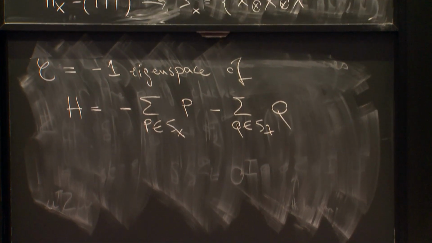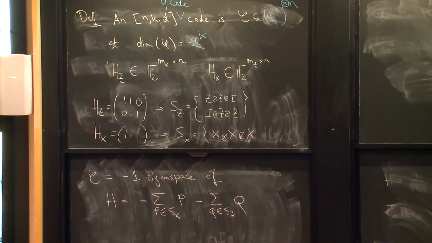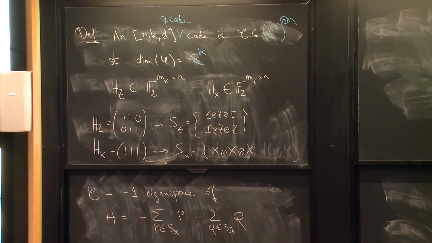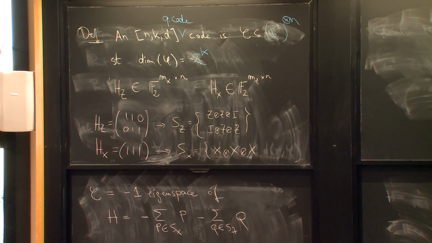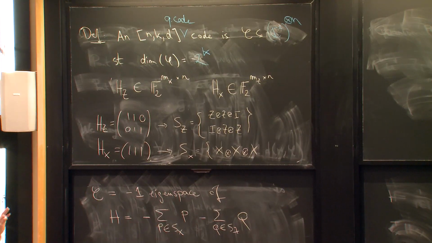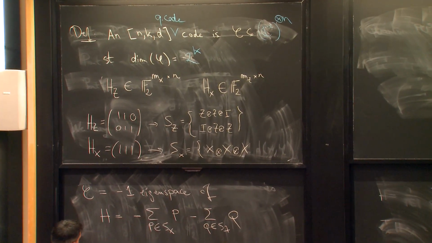So this matrix will have a non-trivial -1 eigenspace only if all the operators I wrote there commute. Okay? If there's an anti-commutation between any two of them, the sum will not have a -1 eigenvalue. The eigenvalues will be bounded away from -1. So to get a proper quantum code, I need an additional condition, which is that all the SZ matrices commute with all the SX matrices. So this is an important condition.